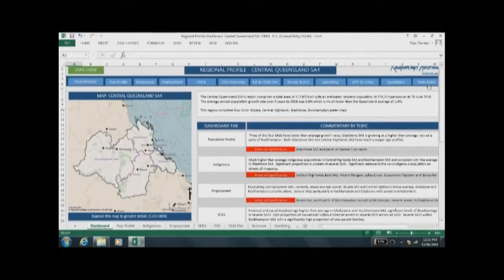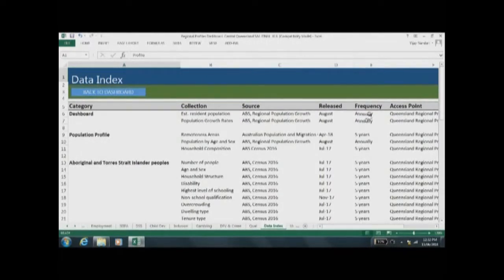The data index page is a complete list of data sources, the date and frequency of new data releases. The frequency of updates within the profiles is yet to be determined and will depend on how widely and often they are used. While much of the information is sourced from the Australian Bureau of Statistics census, which is conducted every 5 years, several other data sources are released on a monthly, quarterly, or yearly basis. The data is also referenced throughout the profiles.